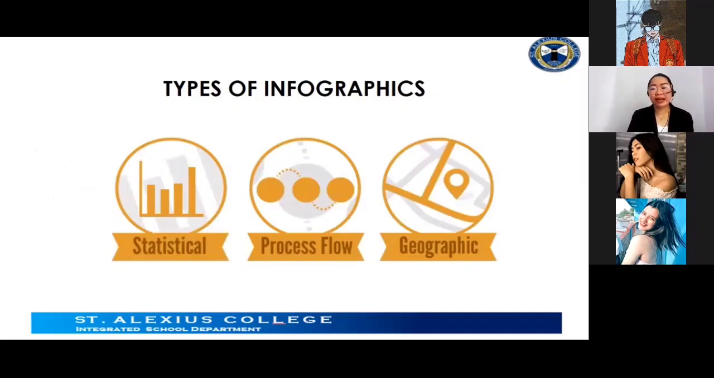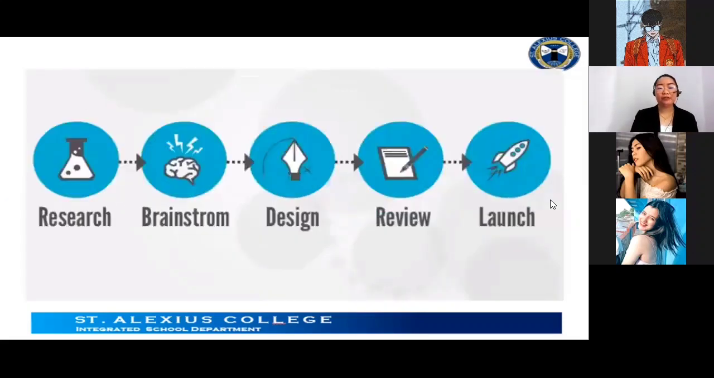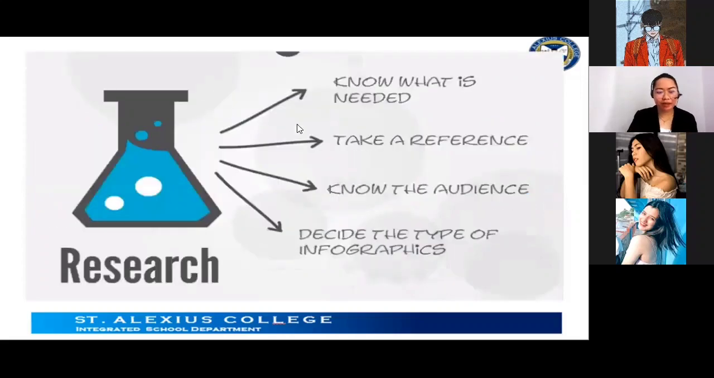Now, we have here the types of infographics. So we have here the statistical, we have the process flow, and we have the geographic. Okay, now let's proceed to the process of infographics and what are those? Yeah, so we have the research, we have the brainstorm, we have the design, the review, and launching. Okay, hindi yung lunch na ano ha, baka gutom na kayo dyan. Sige. Next for research.